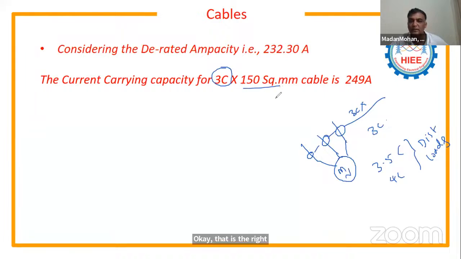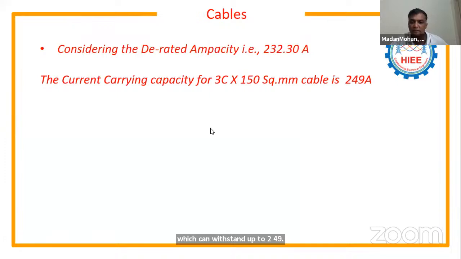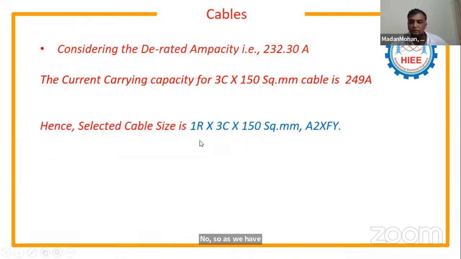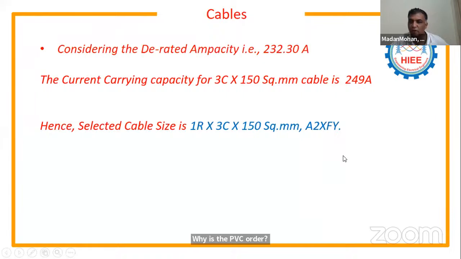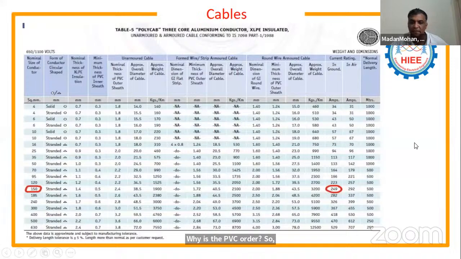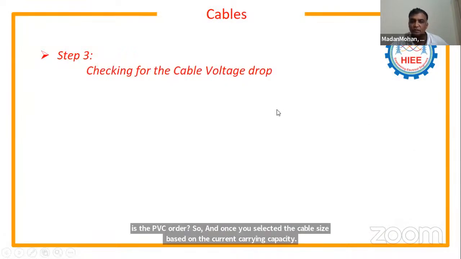150 square mm is the conductor which can withstand up to 249 amps below the ground. So as you have selected this conductor, it is a single run of 3-core 150 square mm A2XFY cable. A is the aluminum conductor, 2X is the XLPE insulation, F is flat armored, and Y is the PVC outer sheath. Once you have selected the cable size based on current carrying capacity, we should also check the voltage drop.